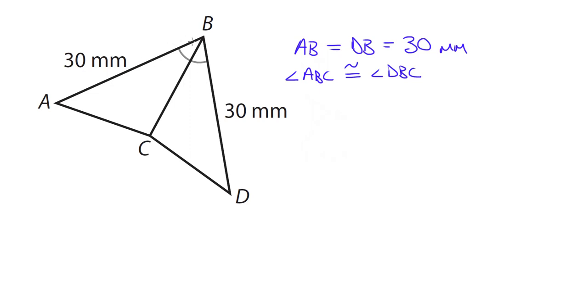So we have side, angle, and we need side. Obviously, we know that side BC is equal to itself. Side BC is part of both triangles. So BC equals BC, and we know that because of the reflexive property. Therefore, triangle ABC is congruent to triangle DBC because of the SAS triangle congruence theorem.